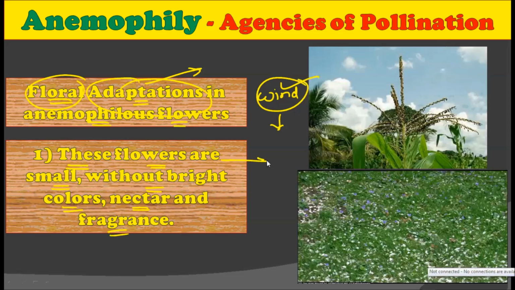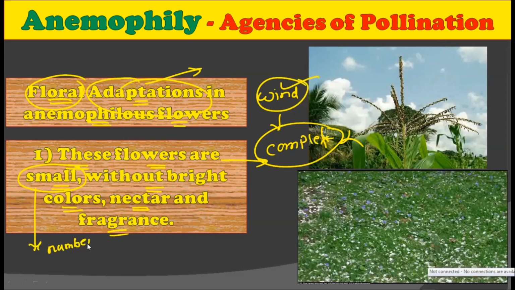Now, if you think from the evolutionary point of view, this is very obvious because these flowers tend to be small because it is not a complete flower, right? It lacks the male or female organ, right? And they are produced in very large numbers. That is, their number is very high. Due to this high number, their size always remains small. And these flowers are without bright color, nectar, or fragrance.